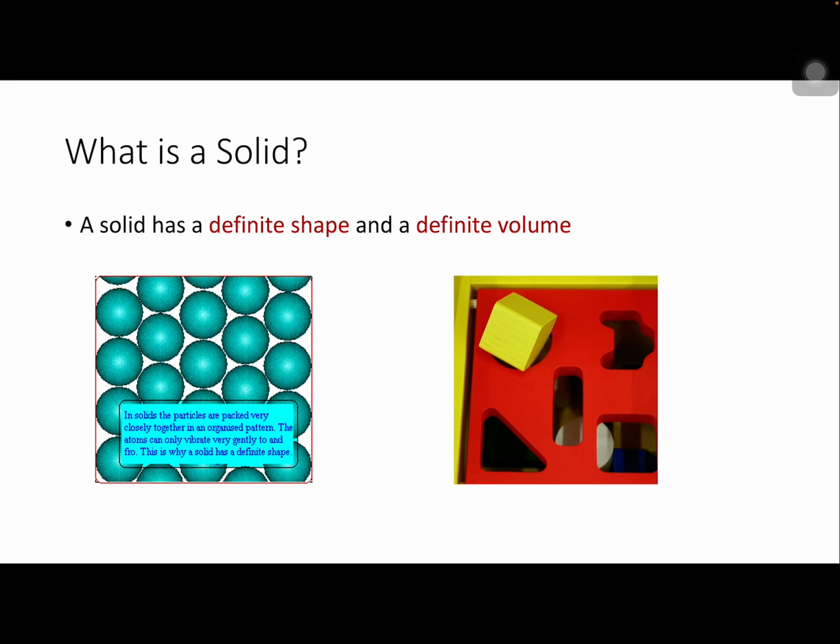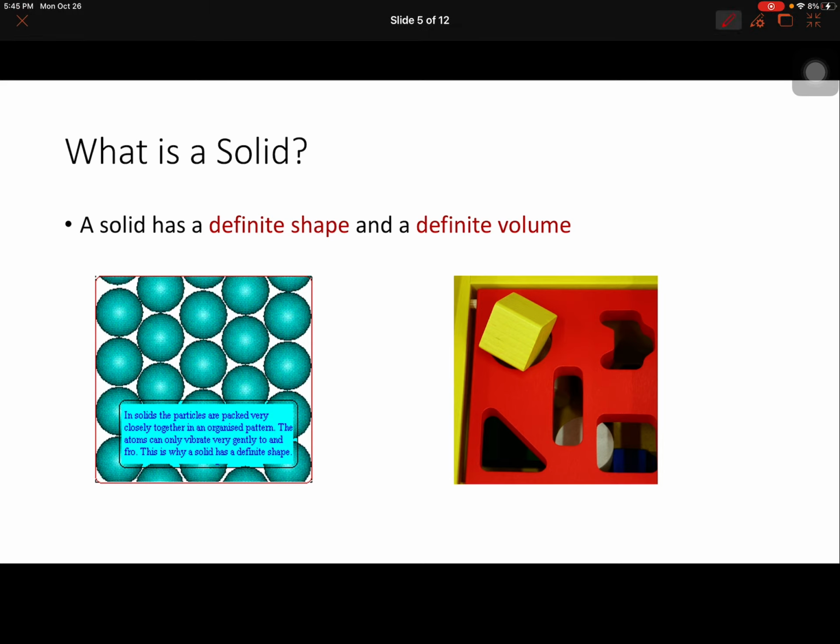Alrighty. So first, a solid. The first thing I want you to know is that the solid symbol is the letter S. So if you see a letter S next to a compound or an element, that means it's a solid. So for example, NaCl (s) tells you that that's solid table salt or solid salt.